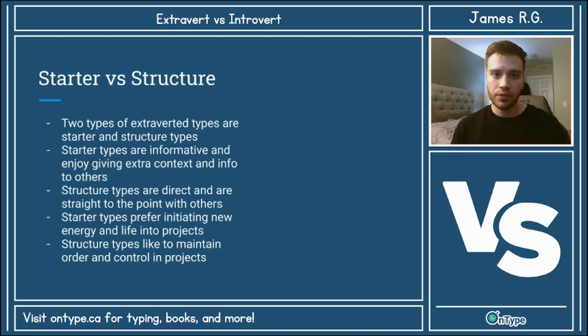So we have starter versus structure types. The two types of extrovert types are starter and structure types. Starter types are informative. They enjoy giving extra information in any of their conversations, extra context. They'll tell you things, too much information kind of comes from starter types. They'll tell you things you don't need to know, but they want you to know all the context, all of the information, so that you can make your conclusion about it.